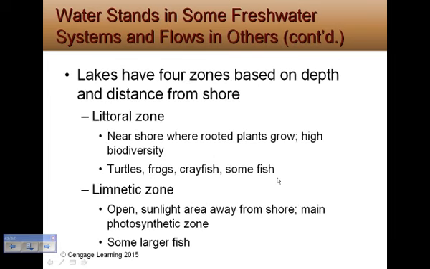Now in the littoral zone and limnetic zone, they're very similar, except they differ in their location. The littoral zone is going to be near the shore, where you have rooted plants, seaweed, you're going to be having lily pads, those types of things, and there's going to be a lot of biodiversity. There's going to be a lot of photosynthesis, high net primary productivity. The limnetic zone is also a photosynthetic zone, but it's away from shore, so you're not going to have the rooted plants. And in here, you're going to have larger fish because it's not as shallow.